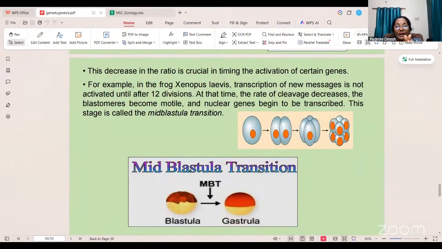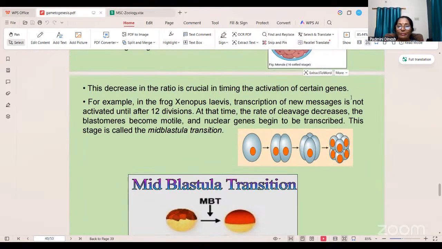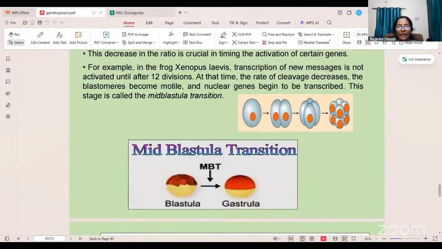That is called the decrease in the ratio, which is crucial for timing the activation of certain genes. So, for example, in the frog Xenopus laevis, transcription of new messages is not activated until the 12th division. So this is the first division, second division, third division. Until 12 divisions, they are not activated. After the 12th division, the blastomeres become motile.